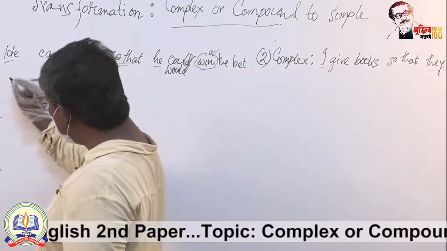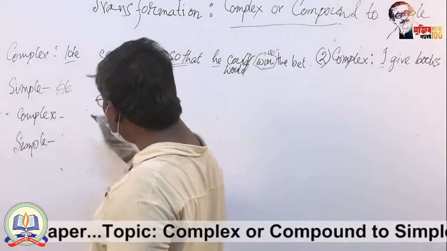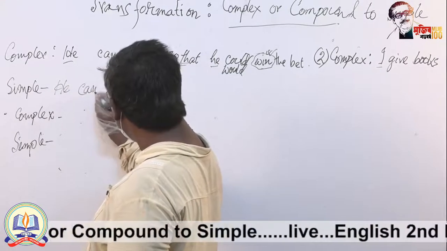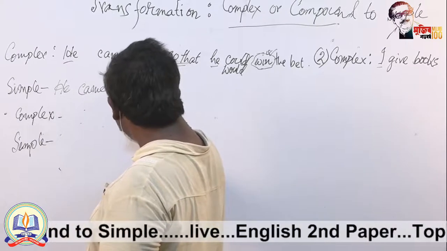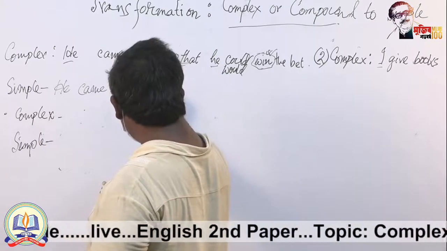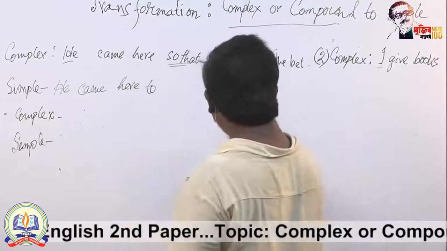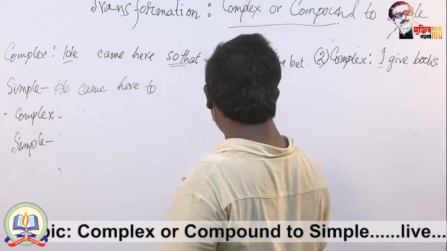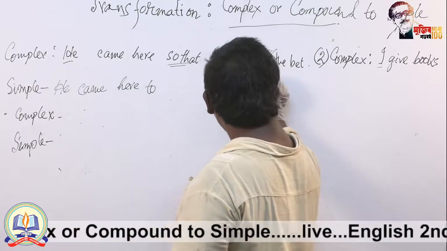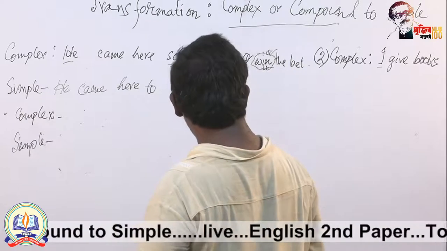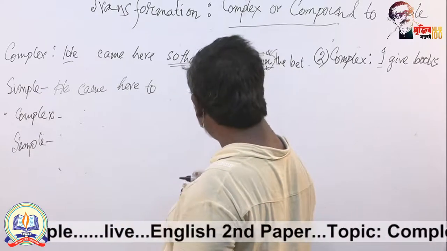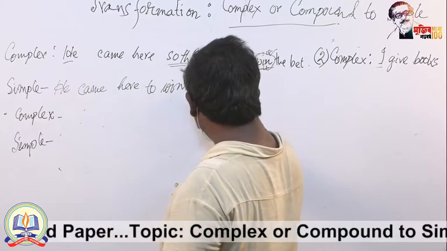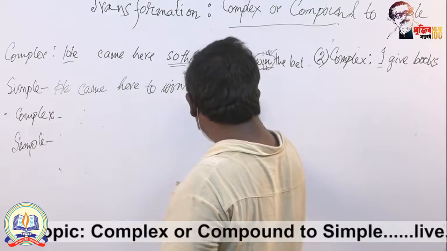Let us see the simple sentence form of this complex one. He came here, as I told you, in lieu of so that you will use simply to, and since the subject of both of the clauses is the single one, he, we will simply make the finite verb of the subordinate clause an infinitive one. He came here to win the bet.